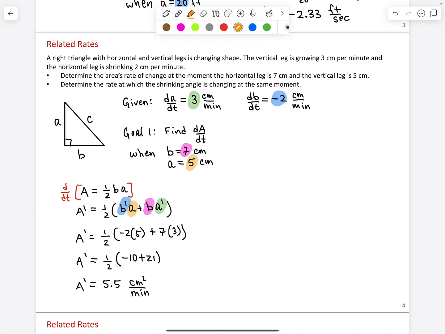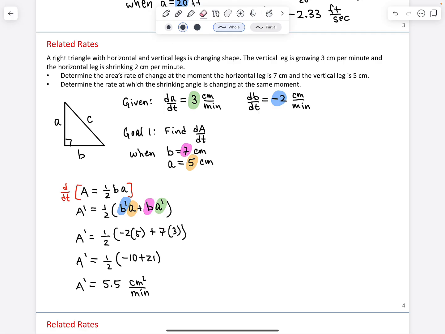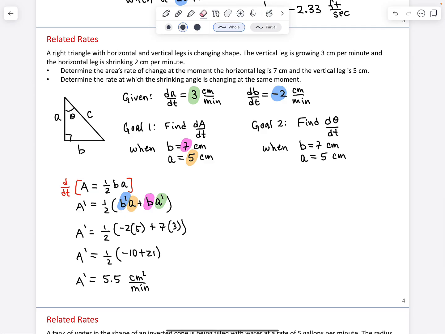Okay, in the second question on this page, determine the rate at which the shrinking angle is changing at the same moment. Well, looking at our dynamic imagery, this angle here is growing in size. This angle here is decreasing in size. So in my picture, the angle that I'm interested in, the one that's shrinking, is the angle up here, which I'll call theta. And our second goal is to find this rate of change in angle with respect to time at the same moment. So again, when B is 7 and A is 5.